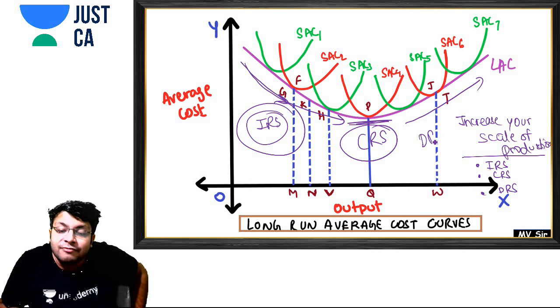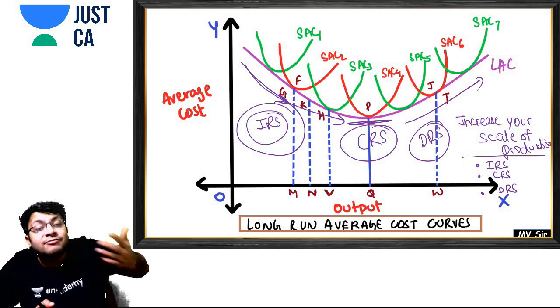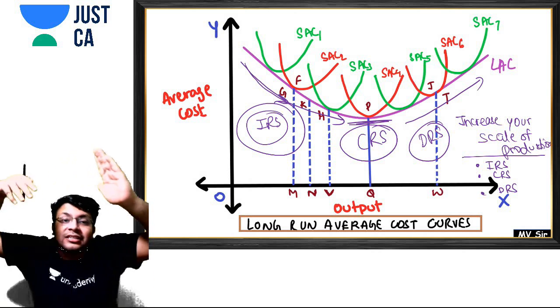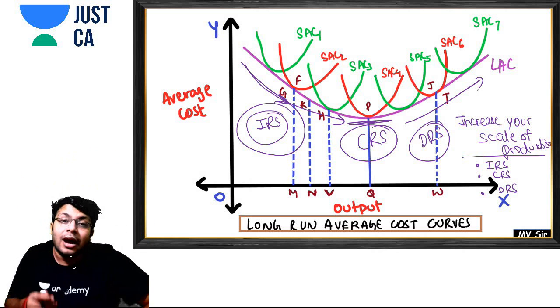And what happens when my decreasing returns to scale happens? My returns are decreasing. When will my returns decrease? When my cost increases, my returns decrease. So that is why my LAC curve then increases after a point of time, after a level of output.